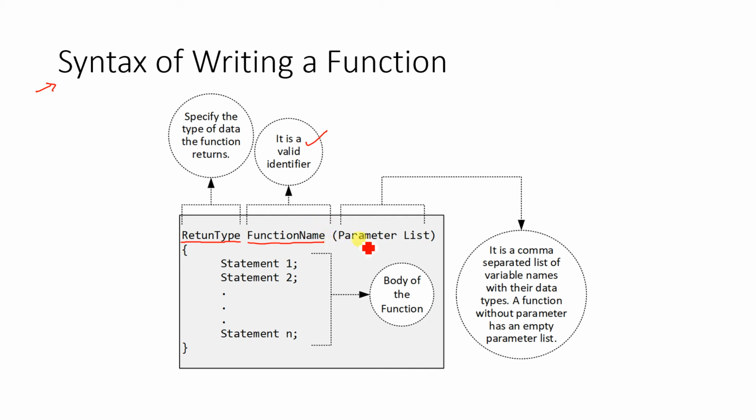Similarly, whenever a function is written, the function may take some inputs. That input is called the parameter list. In general, the parameter list is a comma separated list of variables with their data types. You will get to know what that is right now, but for the time being just understand that this parameter list is nothing but what the function will take.